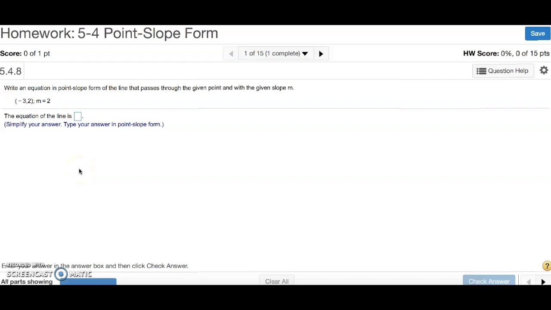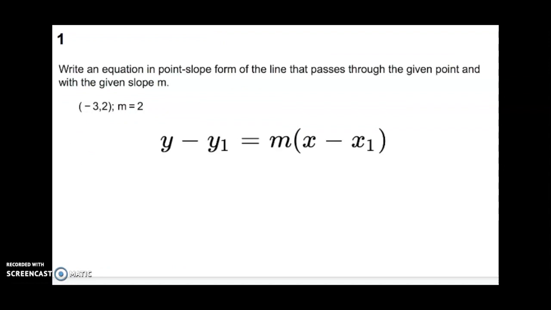Number 1. Write an equation in point-slope form of the line that passes through the given point and with the given slope m. So let's take a look at it. Now y minus y1 equals m times x minus x1 is point-slope form. It is named as such because we have our slope and x1 and y1 is one of our points.